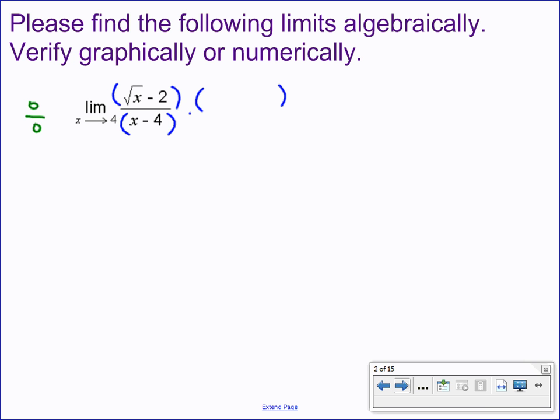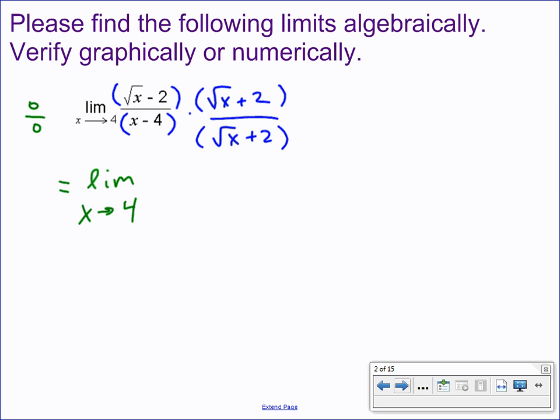If we're to multiply top and bottom by the conjugate, that is the same terms but opposite operation, that would be root x plus 2, root x plus 2 both top and bottom. And now we'll go ahead and distribute. We'll multiply these two binomials together on top in accordance with our FOIL mnemonic or double distribution, and make sure that we're keeping that limit expression throughout.